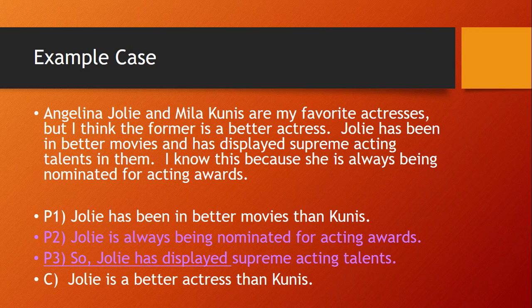And it's this: second premise, Jolie is always being nominated for acting awards, P3, and that supports the conclusion in the sub-argument that Jolie has displayed supreme acting talents. Right? So that in and of itself, you can look at it as an argument. It's a sub-argument. Premise: Jolie is always being nominated for acting awards. Therefore, Jolie has displayed supreme acting talents. We're going to use the conclusion in the sub-argument in P3 along with P1, Jolie has been in better movies than Kunis. Those together support the main conclusion in the overall main argument that Jolie is a better actress than Kunis.